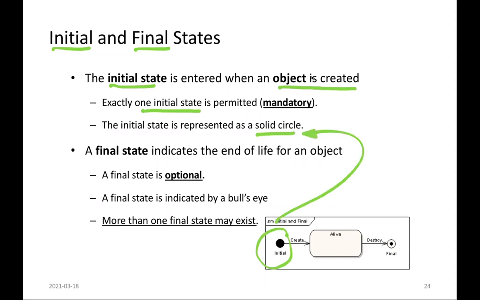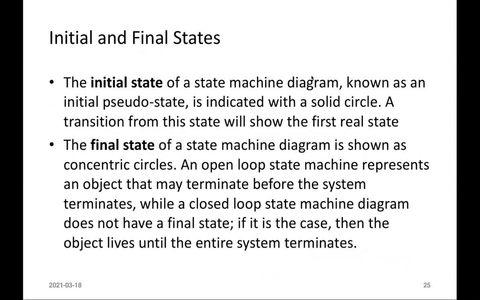On the other hand, the final state indicates the termination of such an object, or the end of life of an object. The final state is non-mandatory, it is optional. The final state is indicated by the bullseye. So this is the final state notation. More than one final state may actually exist in the same state machine diagram. More description about the initial and the final states is given next.